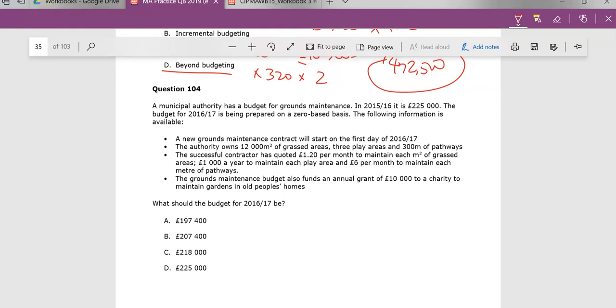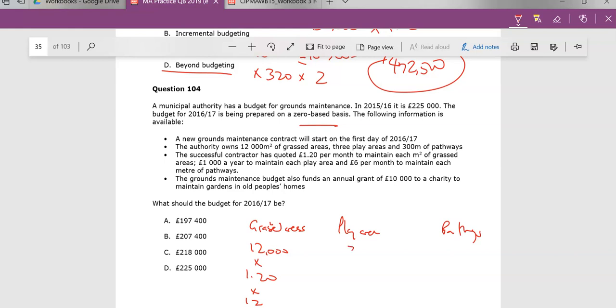Some more calculation here. It says these guys have a budget for ground maintenance. This is the current situation, and we want to go for a zero basis. There are 3 areas here: grassed areas, play areas, and pathways. Again, you've read the question before coming to this. There are 12,000 meters of grassed areas, and he's wanting to charge £1.20 per month. Of course we're looking at a year. It's annual.